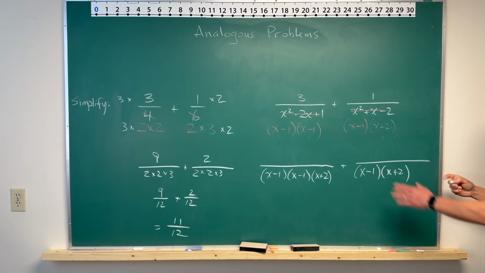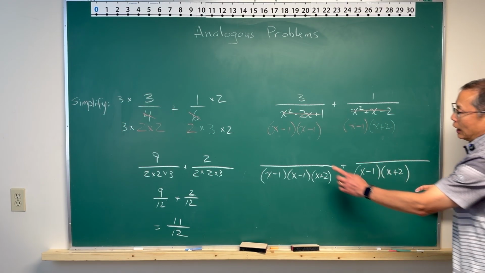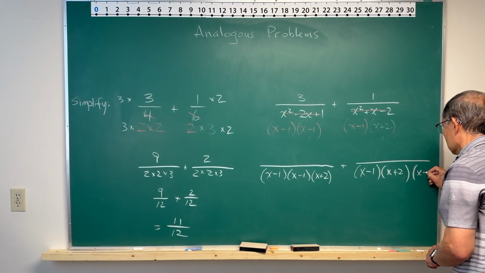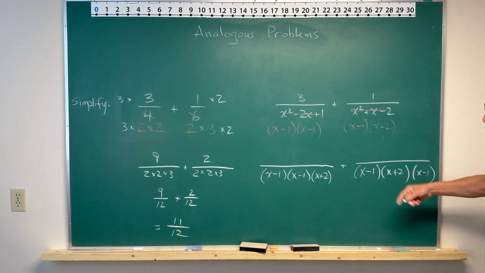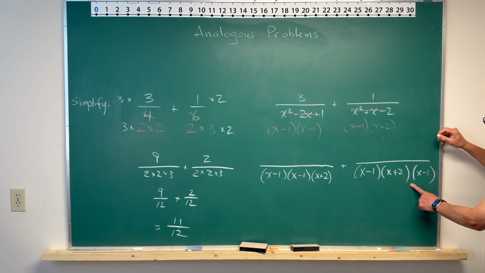And then I look and I say, okay, what am I missing? I'm counting the factors required. I have that, I have that. I still require 1 more x minus 1. So to finish the question then, just like over there, this denominator is missing an x minus 1.